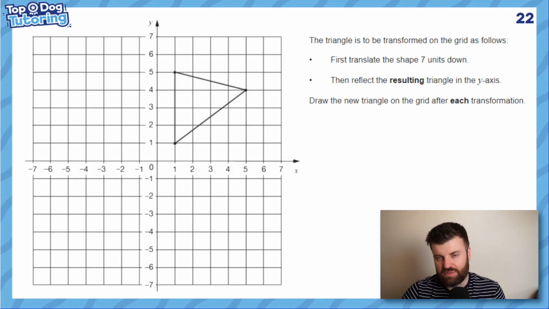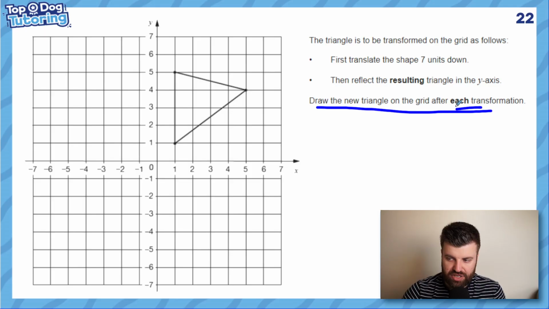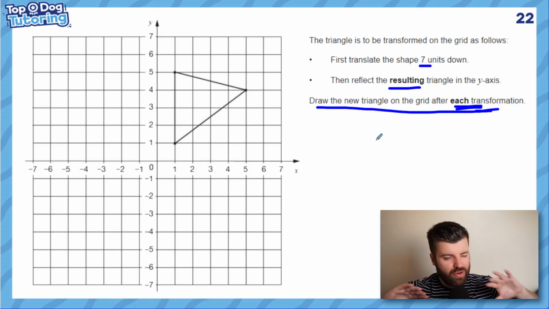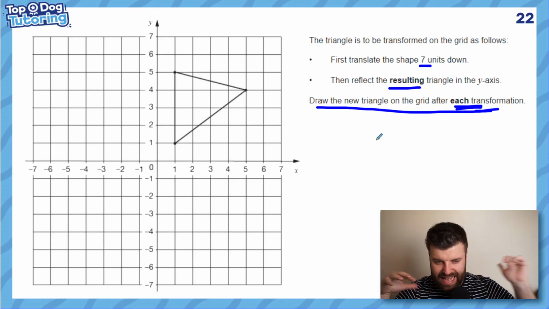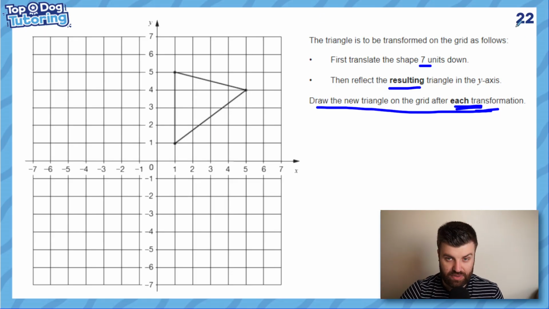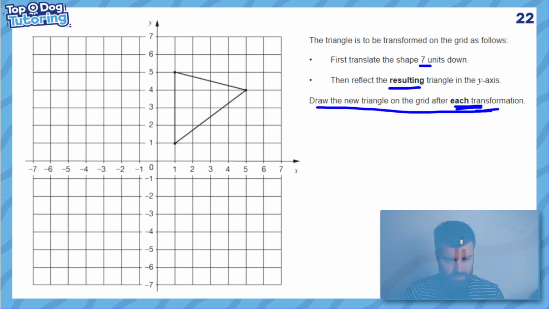This is the ultimate question now. This is the ultimate movement. All I will say here is draw the new triangle on the grid after each transformation. So you have a few to do. Where do you think the triangles would end up if you translate the shape 7 units down? Where would that first triangle be? And then if you reflect it in the y-axis, where would it be? So we're putting together everything we know now. This is a classic SAT question from 2022, a real one. Where would it end up being? Have a go.